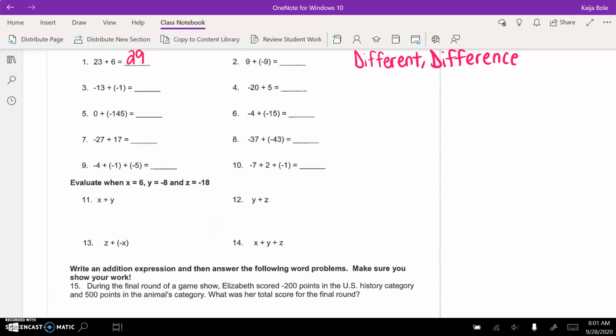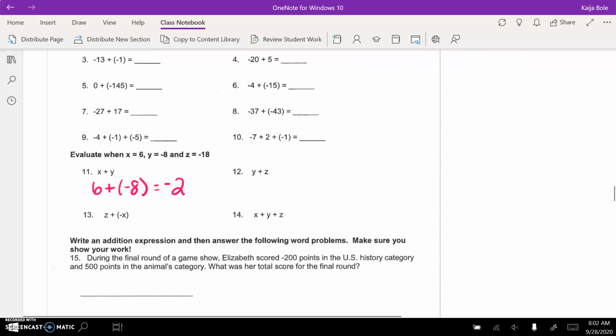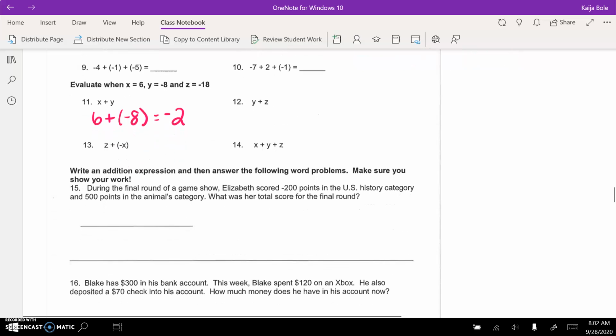In the second part, evaluate when, and they give you what each letter represents. Like in number 11, they said x was 6, so it would be 6 plus, and then y was -8. Now it's important to put the -8 in parentheses, or else that plus and minus next to each other kind of looks a little funky. So then you would just evaluate. So my signs are different, so I would find the difference. So it would be 2, and then I take the sign of the bigger absolute value, so it would be -2. So that takes you through 11 and through 14.